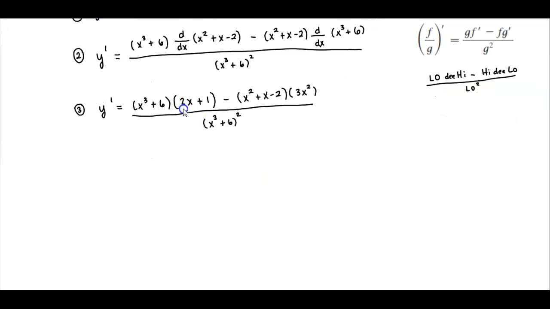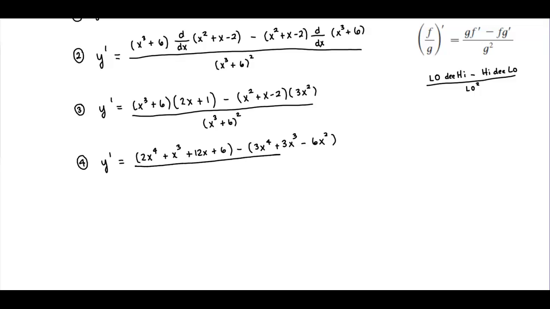Okay, now we can go ahead and multiply the numerator out to simplify our numerator expression. So x cubed plus 6 times 2x plus 1, if we FOIL that, we end up getting 2x to the 4th power plus x cubed plus 12x plus 6. And then minus, we're going to distribute the 3x squared to get 3x to the 4th plus 3x squared minus 3x cubed plus 3x cubed minus 6x squared, divided by x cubed plus 6 squared.